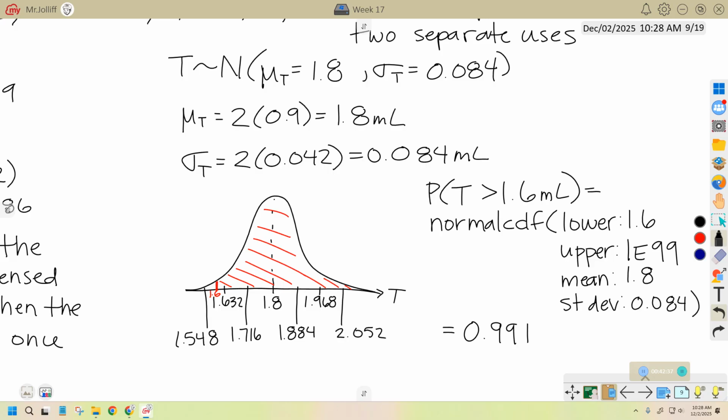Last thing we should do, write it out. I'm not going to do that now because we're tired. But every time you write a number, you should accompany it with a sentence, yeah? So the probability that a person gets at least 1.6 milliliters on 2 separate presses of the pump is about 99.1%. So if we want to be sure they're getting enough soap to get their hands clean, they should be using 2 presses.